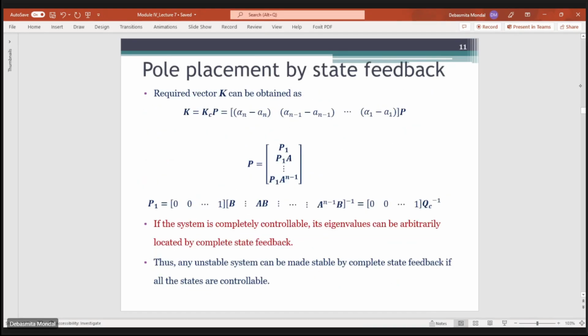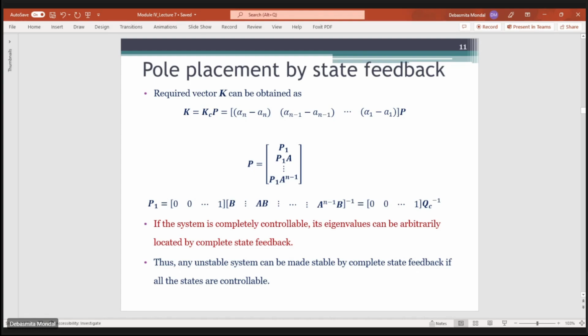So we can find out the required feedback vector K just by multiplying Kc with P, and this P matrix is given by a matrix which is expressed in this form. We will not go into the details of how this P matrix is derived, as that will take a lot of time.